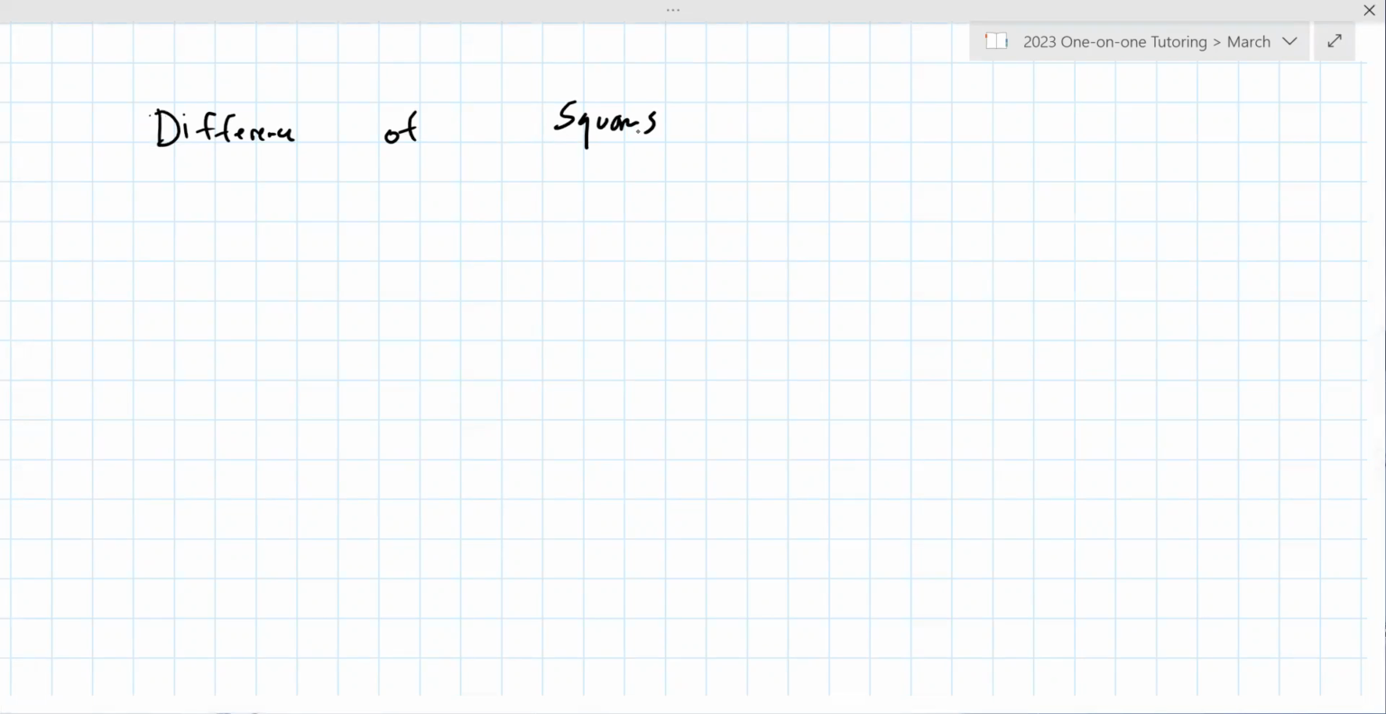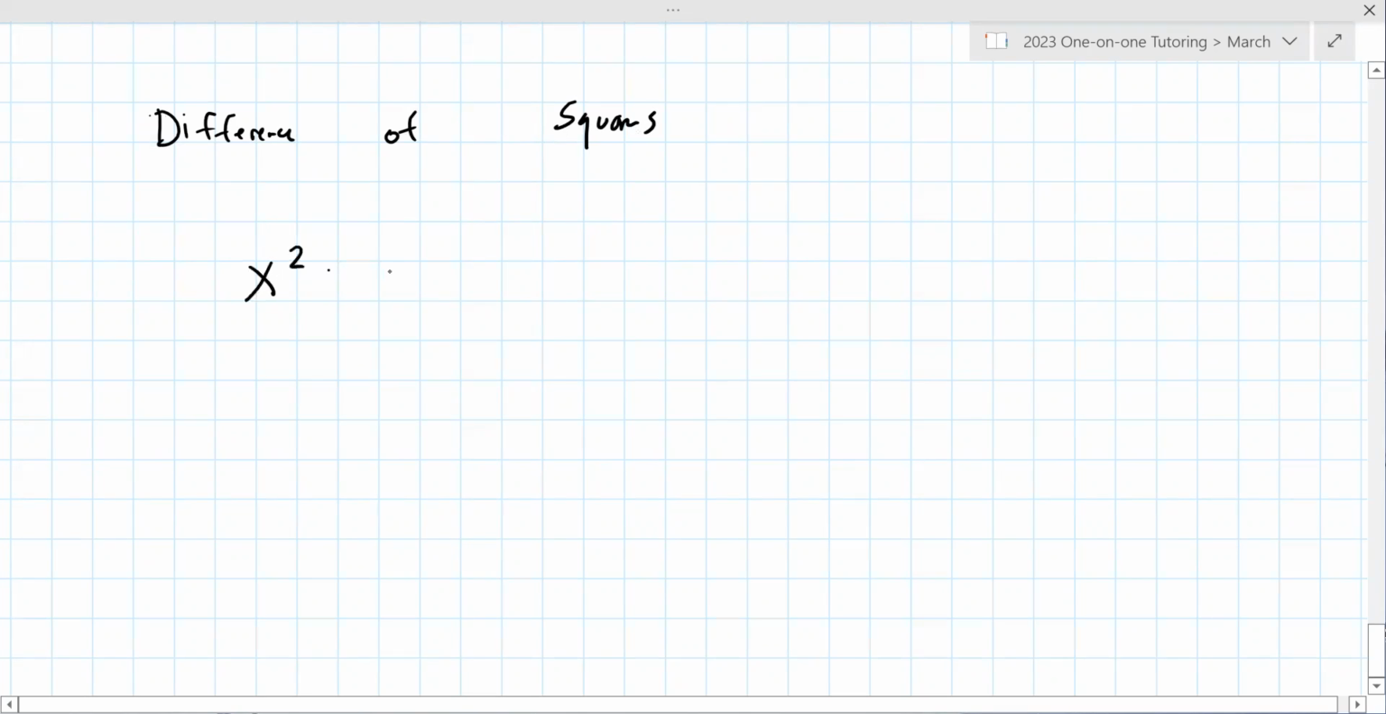Okay, so the next type of factoring I'd like to show you is a difference of squares. I don't think we've done this, at least it wasn't in the last notes, might have been the one before that. Do you remember if we've done difference of squares? I don't think so. Okay, so difference of squares is the following. It would be something like x squared minus 4.